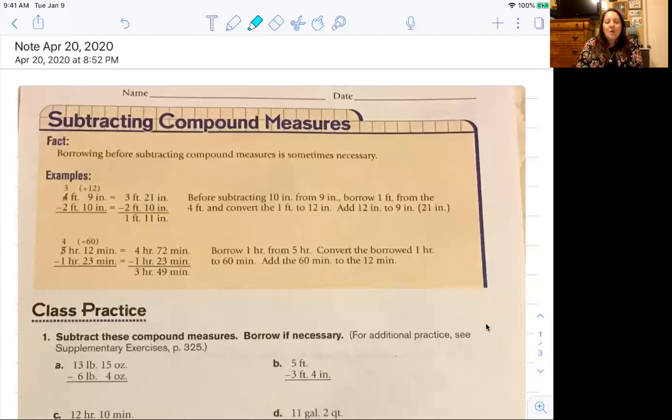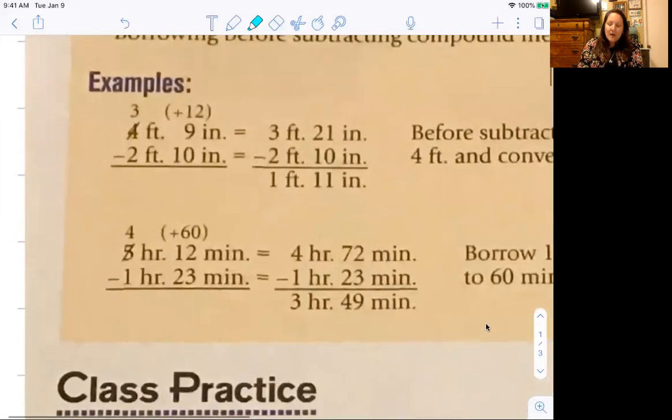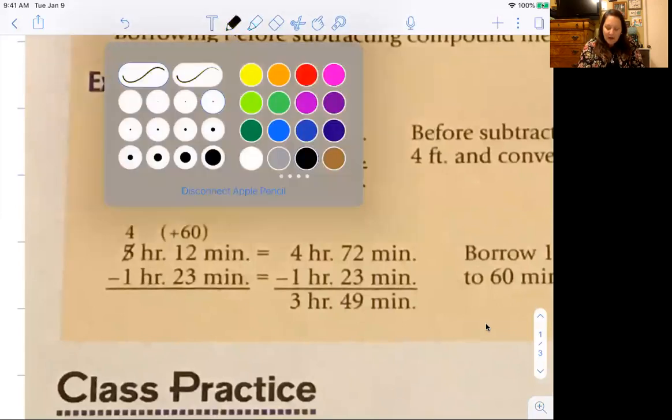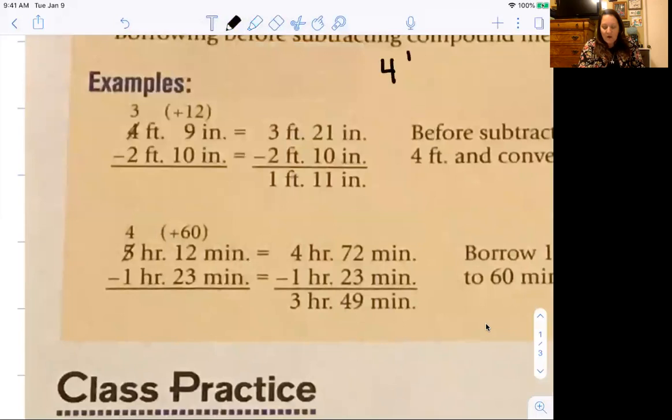It says 4 feet 9 inches minus 2 feet 10 inches. Well, I want to look at this. We can liken this to fractions. Sometimes I might have a fraction that's like this: 4 and 2/4 minus 2 and 3/4. I'm making a common denominator, so that would be 4 and 2/4 minus 2 and 3/4.